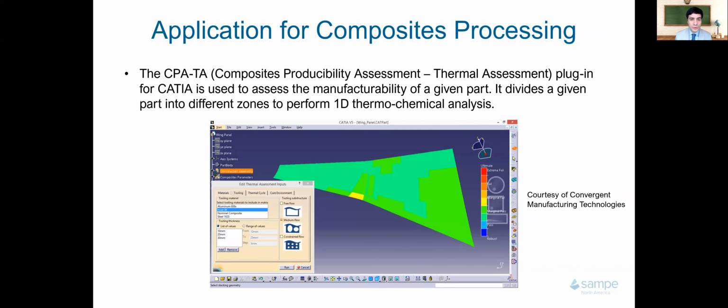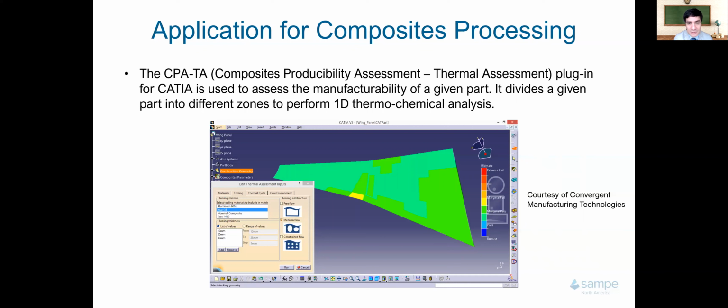There's a commercial tool that can do it faster. And the commercial tool is called CPATA by Convergent Manufacturing Technologies, a plugin for CATIA. It can assess the manufacturability of a given part, and it does it by dividing it into many 1D zones. And instead of doing full 3D analysis, it does many 1D FE analyses. So it becomes faster. Even that is not fast enough if you're in the conceptual design phase.